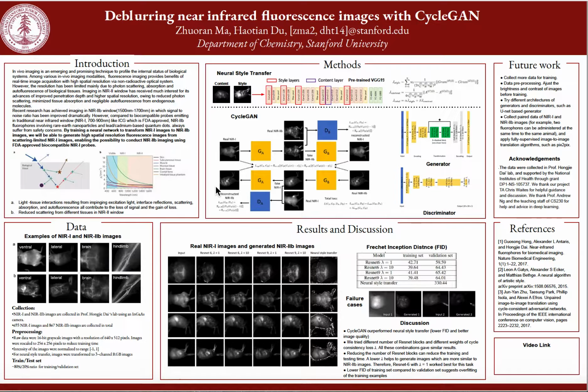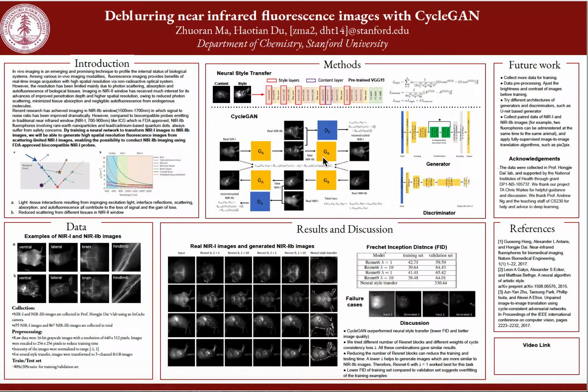For example, let's think about an extreme case in which all the near IR1 images were transformed to the same near IR2B image. So the result is not meaningful at all, but we can still get a very low adversarial loss for the generators. To avoid this from happening, we introduce something called cycle consistency loss. Here's how it works. For the generated near IR2B image, it can be transformed back to the near IR1 image by using the generator GB.